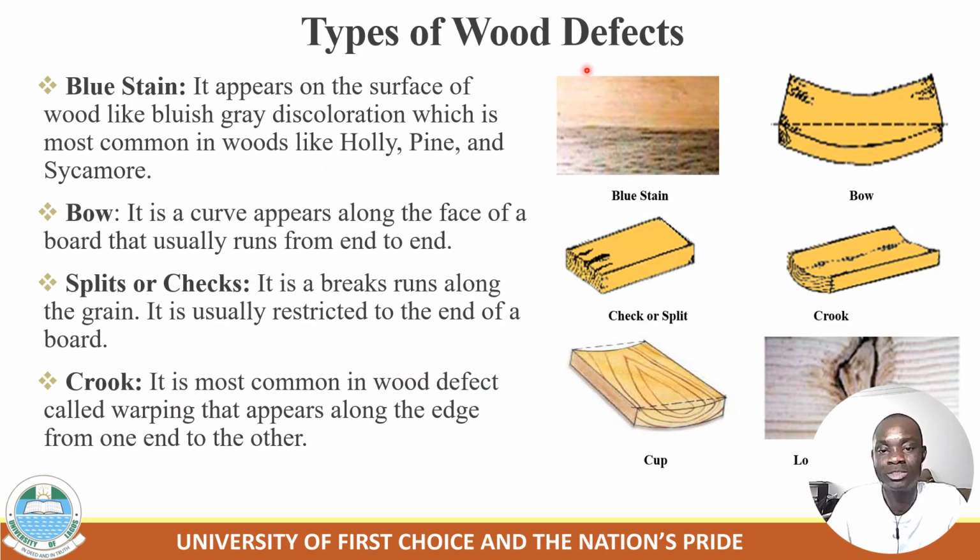This is a type of wood defect. The first one we have here is blue stain. You can see the diagram. This one is a bow, when the wood is folded this way, maybe due to high temperature or other defects. And also we have split or check. This is a split or check defect. And this one is a crook. And this one is a cup. And this one is a loop.